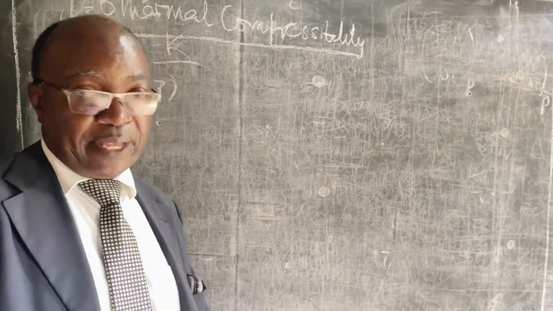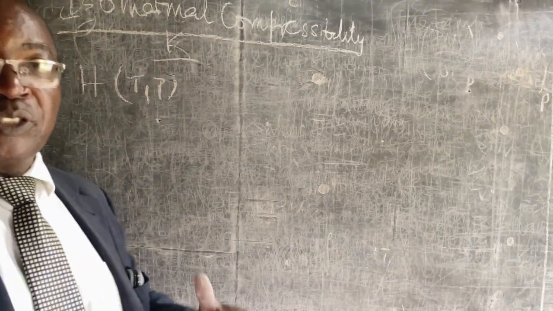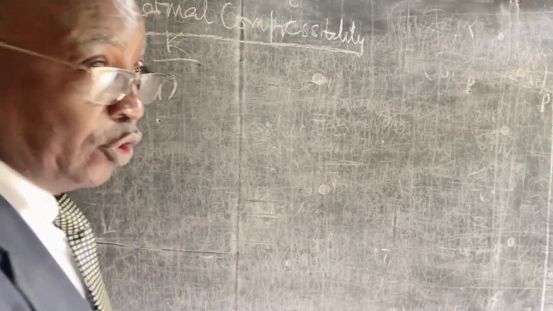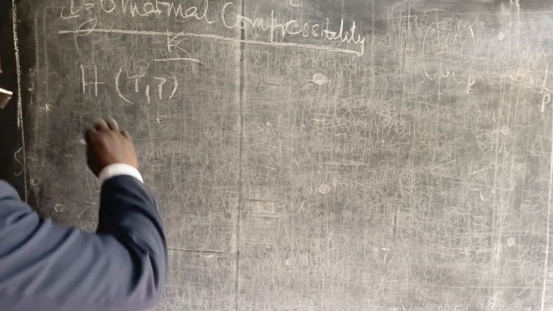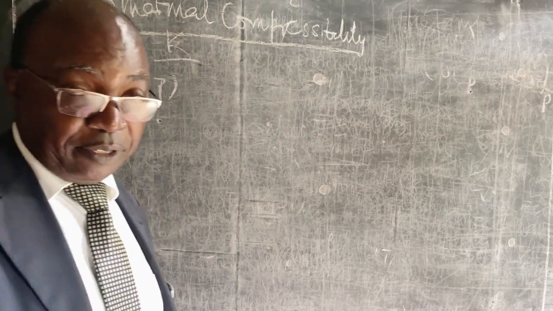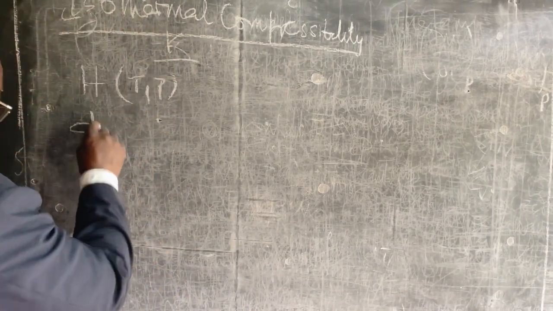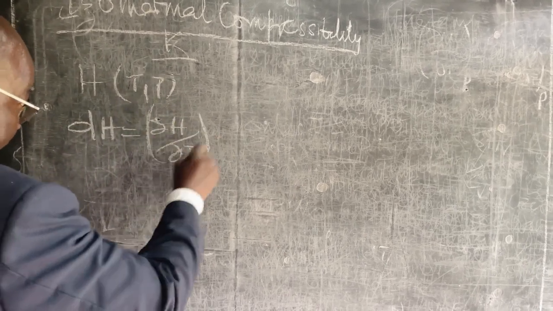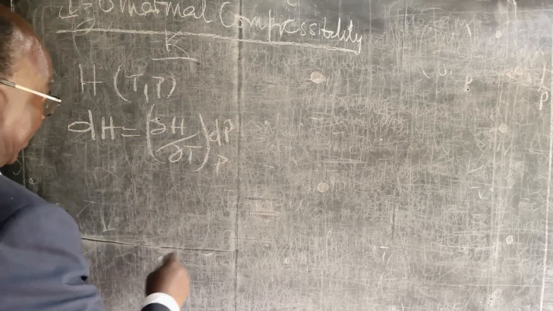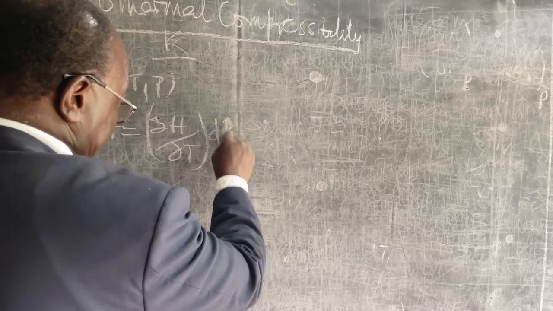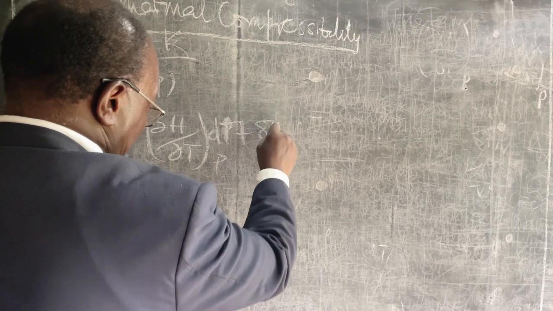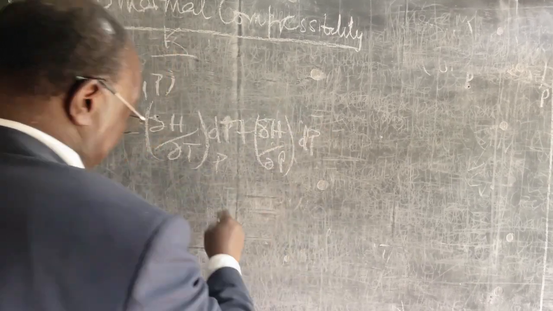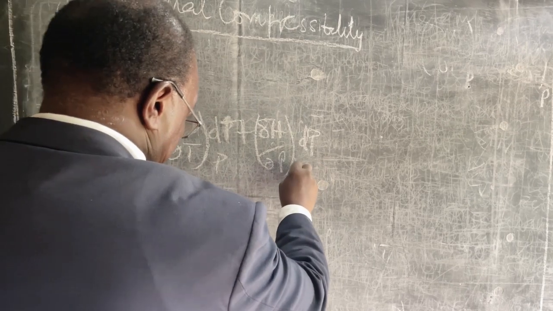We have already talked about enthalpy. Enthalpy, remember, is U plus the product of pressure and volume, that is U plus PV. So, being a thermodynamic state function, it is an exact differential, so we can write the total derivative as dH equals del H del T at constant P dT, plus del H del P at constant T dP.